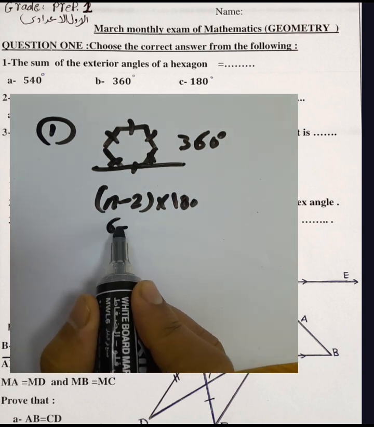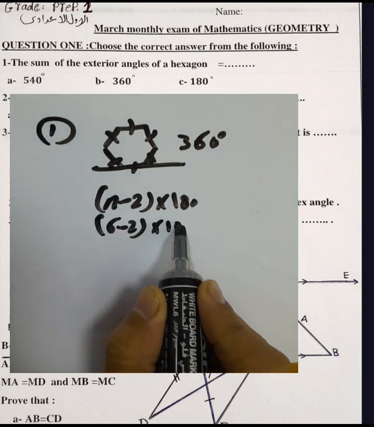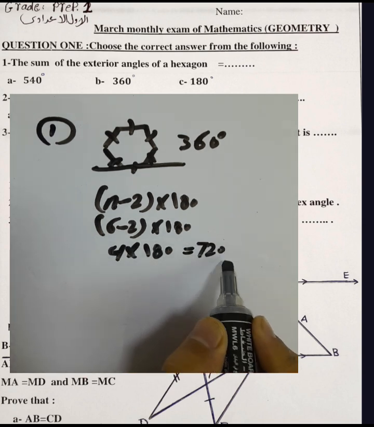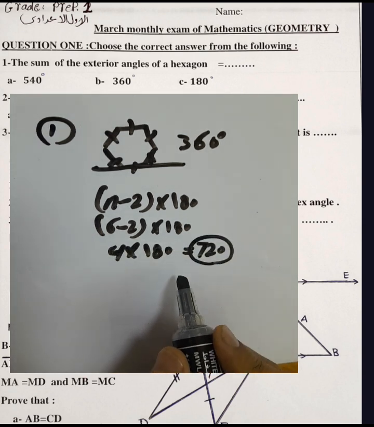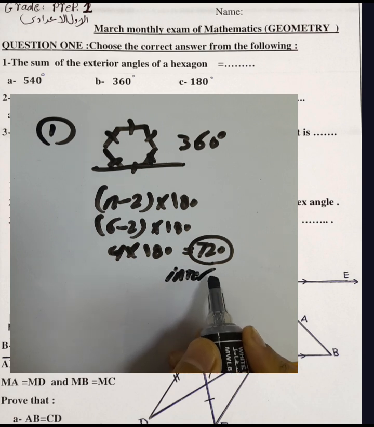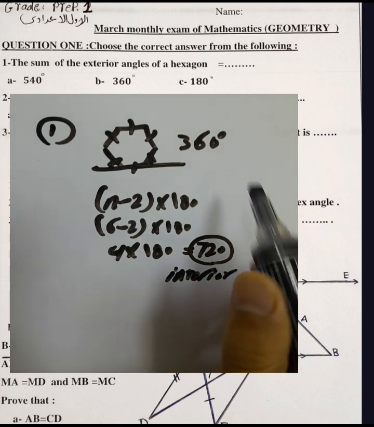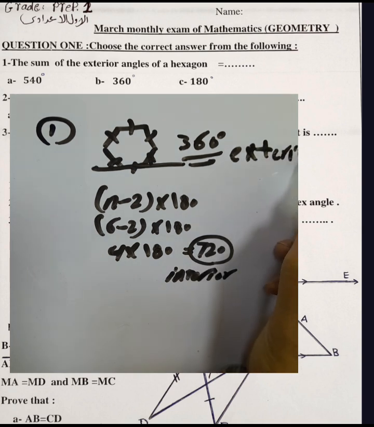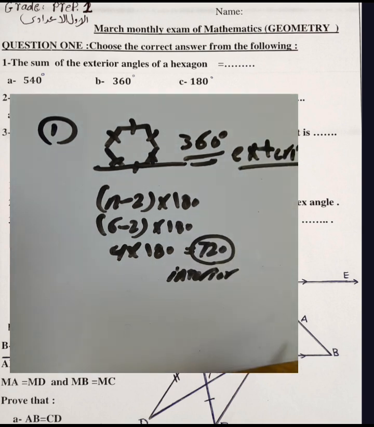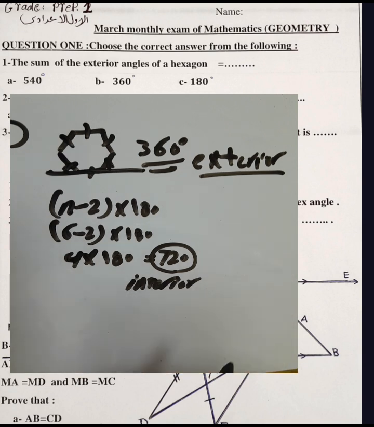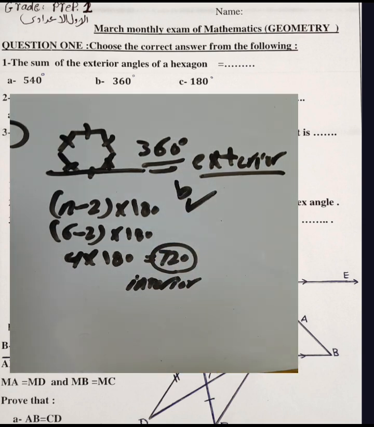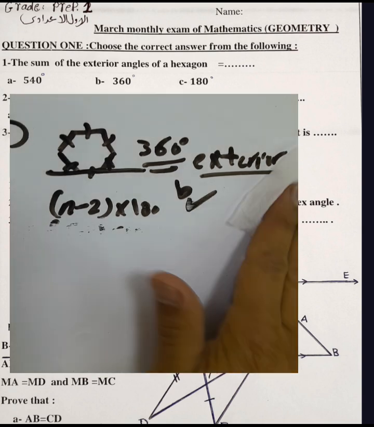In reverse to the number of sides, 6 minus 2, multiplied by 180. It will be 4 times 180, which is 720. That was the interior, but the sum of exterior angles is 360. Okay, we have the difference between exterior and interior. Then the result here will be letter B, because he wants to find the sum of exterior angles of a hexagon.